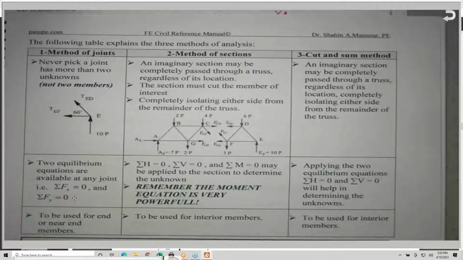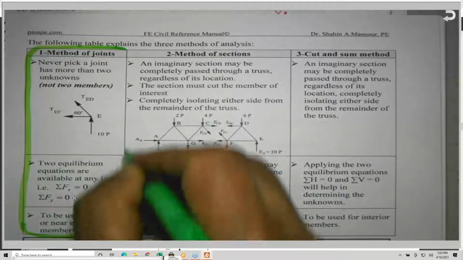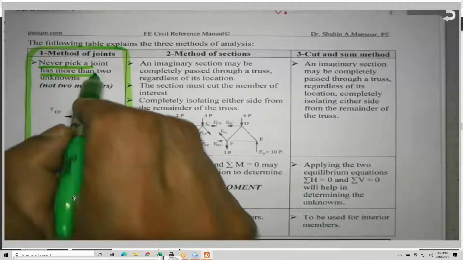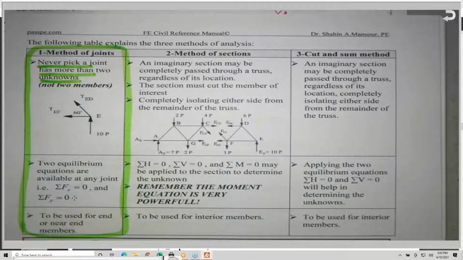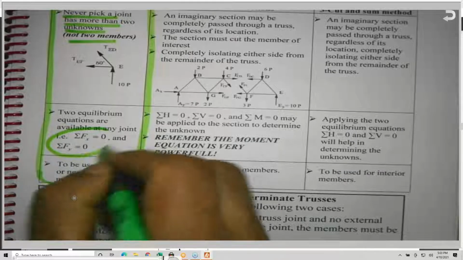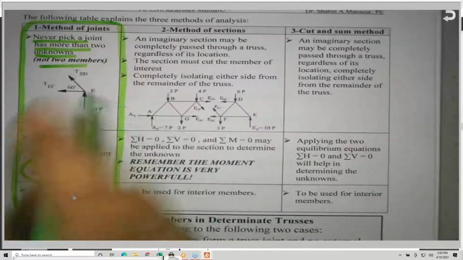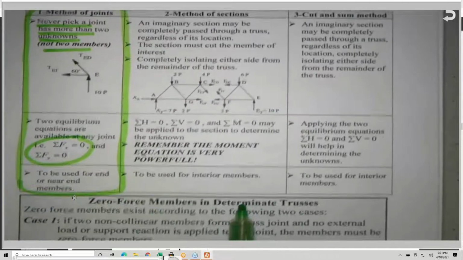I put these methods in tables, because engineers like tables. So this is the method of joints. Never pick a joint that has more than two unknowns, not two members. Be careful. Two unknowns, not two members. Because I have only two available equations, as we just talked about. Two equilibrium equations. So if you have a joint with more than two unknowns, you have two equations, you cannot solve it. And again, two unknowns, not two members.